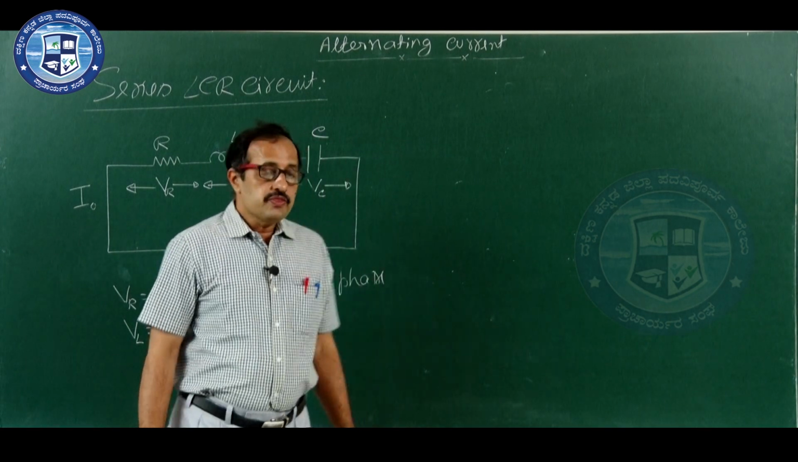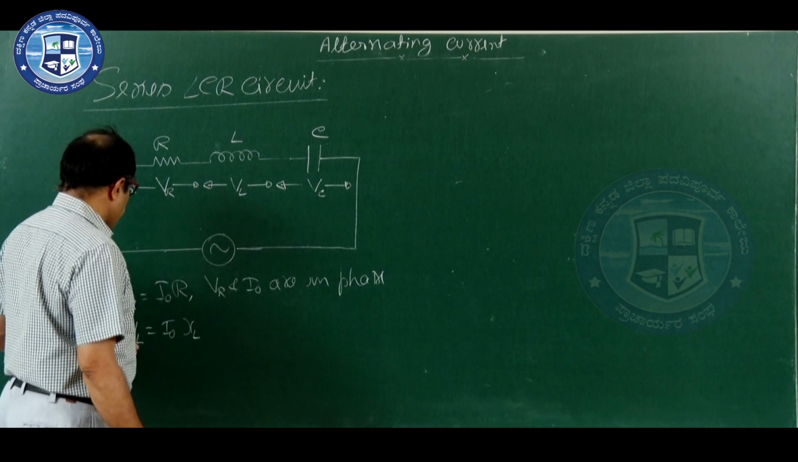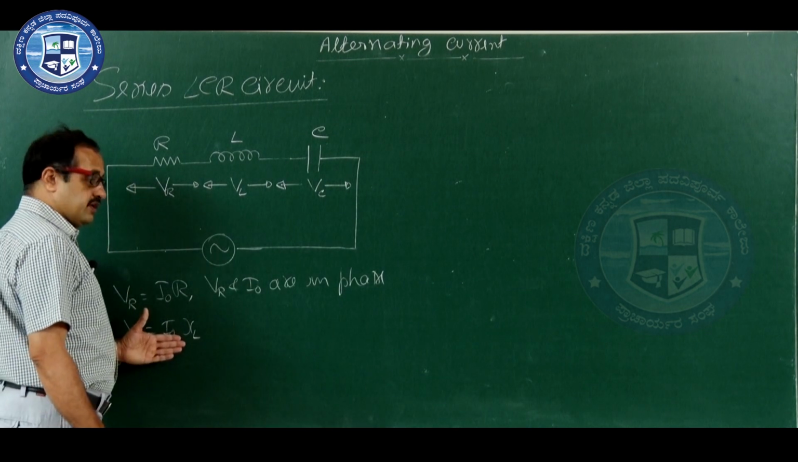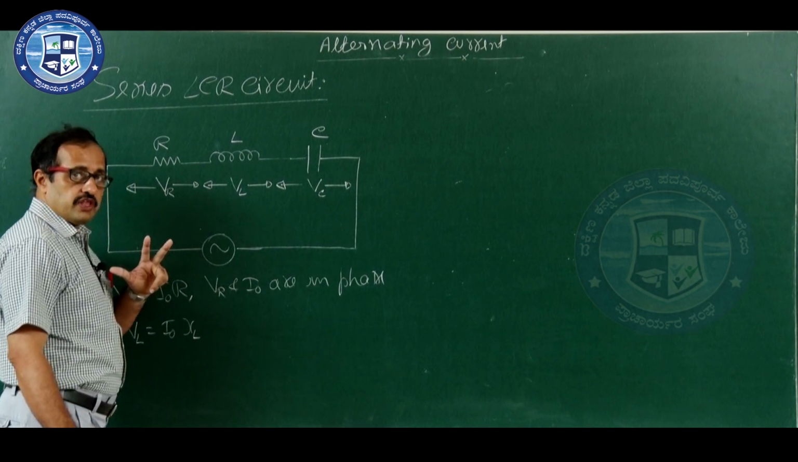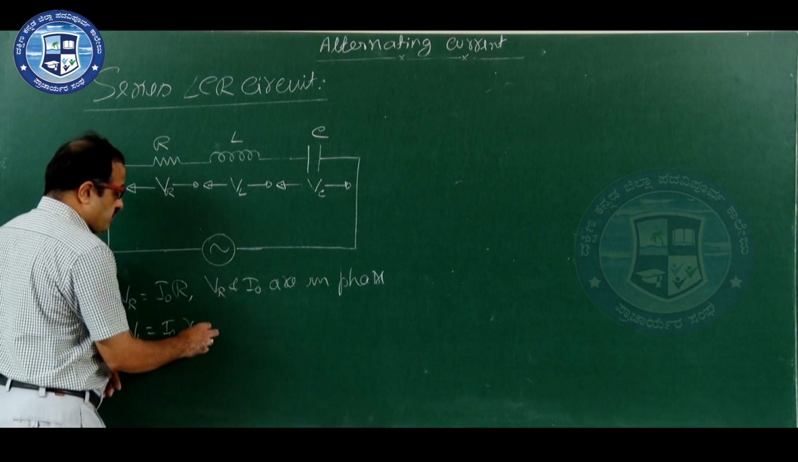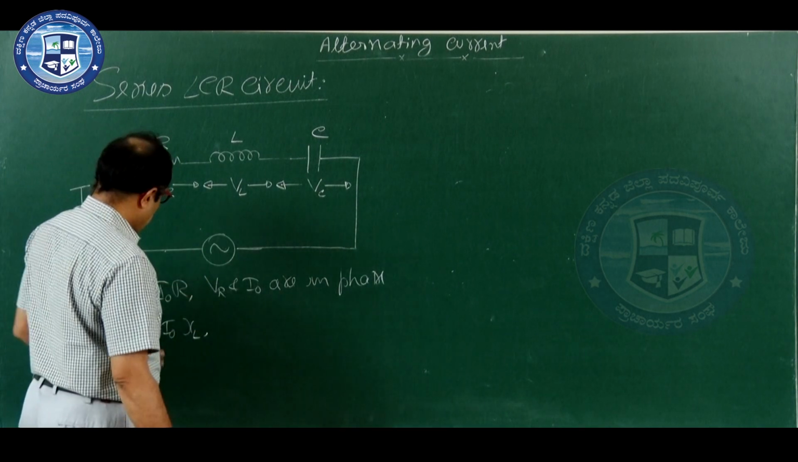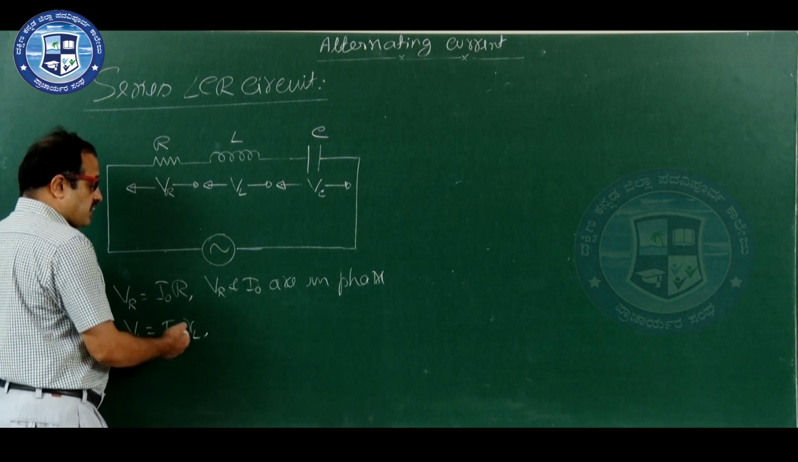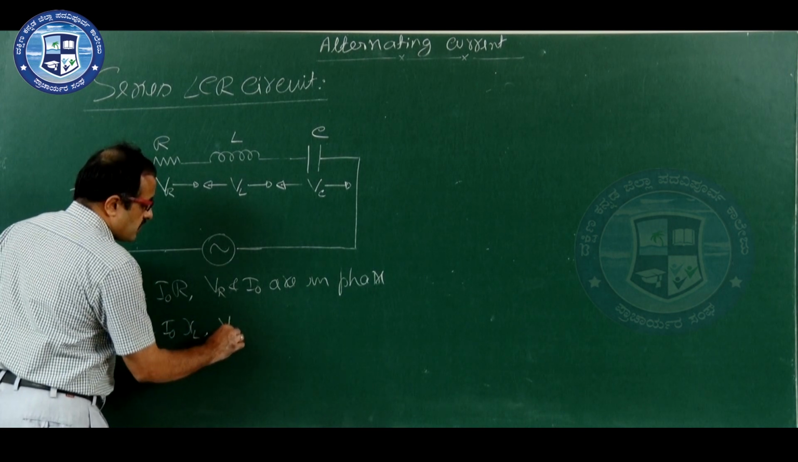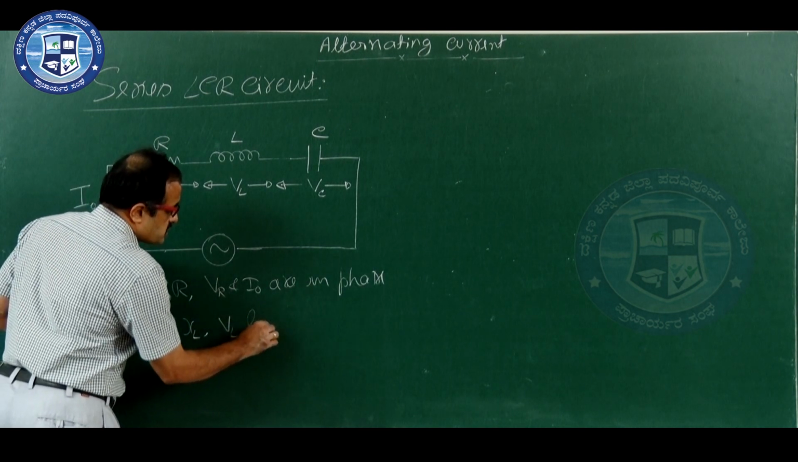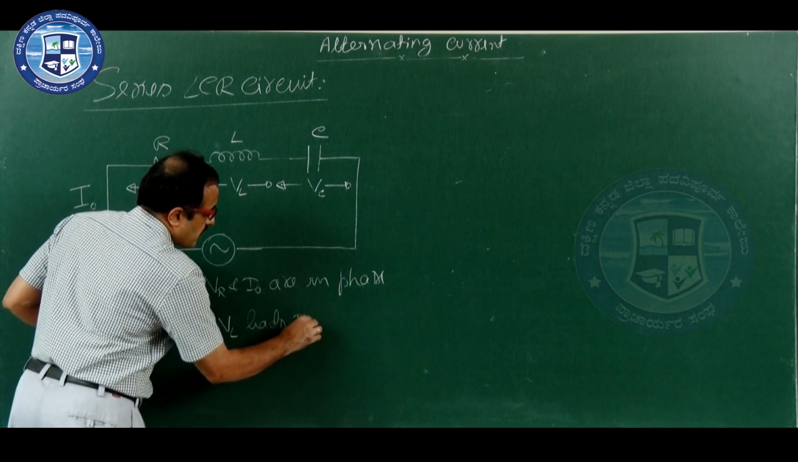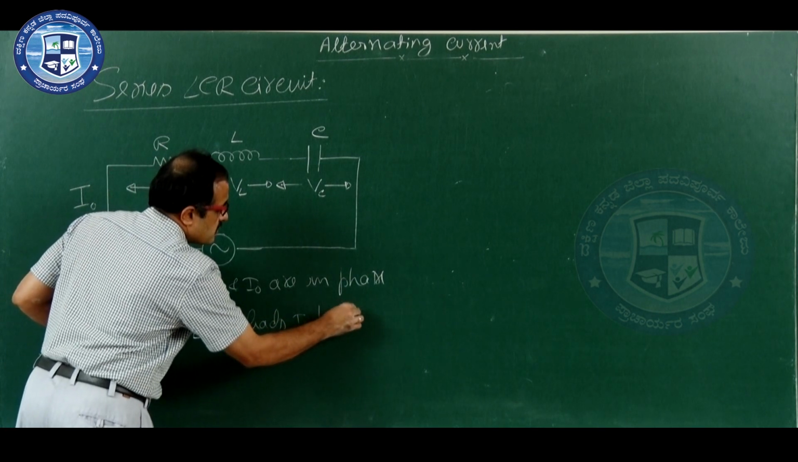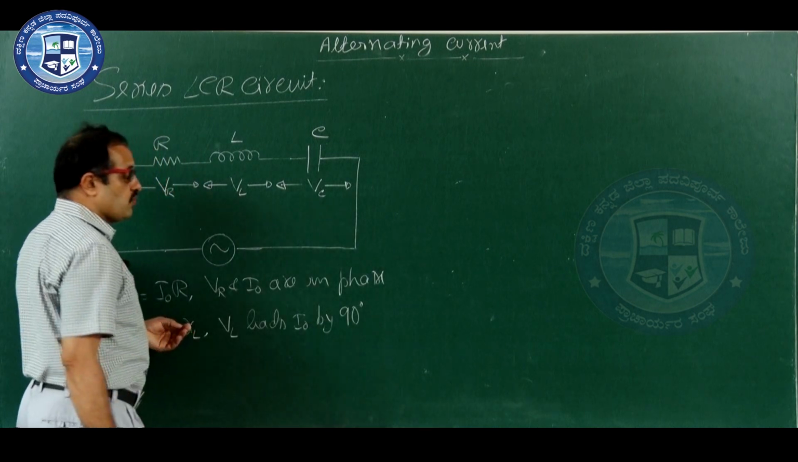Then what is the relationship between voltage across inductor and current? They are not in phase, they are out of phase. What is the phase difference? 90 degree, and in this case voltage leads the current by 90 degree. Therefore, VL leads I naught by 90 degree or pi by 2 radians.